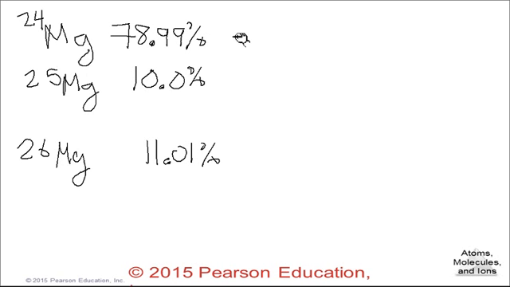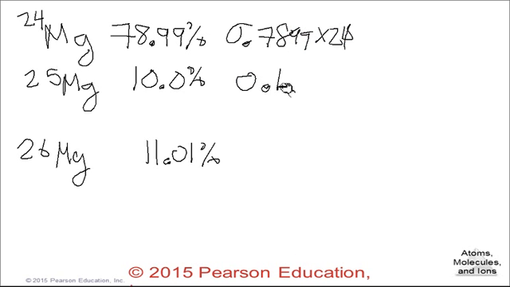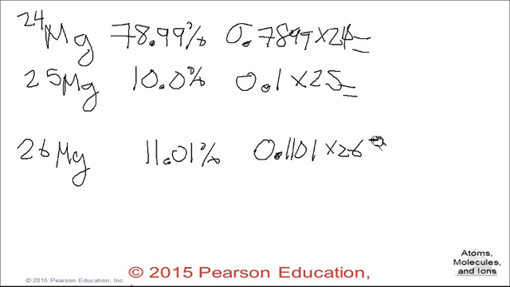So again, I'm going to convert these percentages into decimals. So this would be 0.7899 times 24. This would be 0.1 times 25. And this would be 0.1101 times 26, or whatever masses they give me. In this case, they just give me the isotopes. So I'm going to calculate what each of those is, add them up, and that will give me the mass of magnesium weighted by their percent abundances.